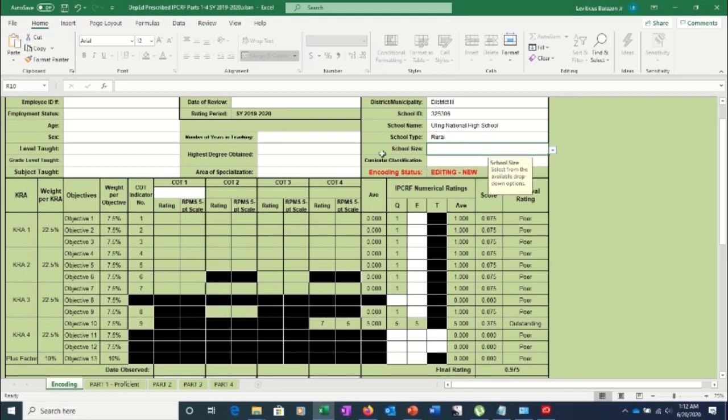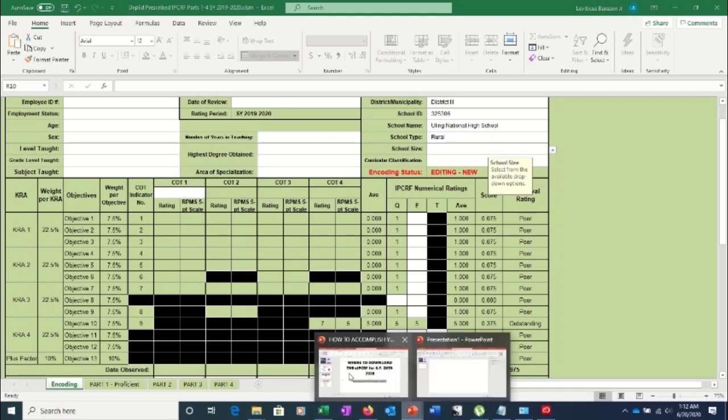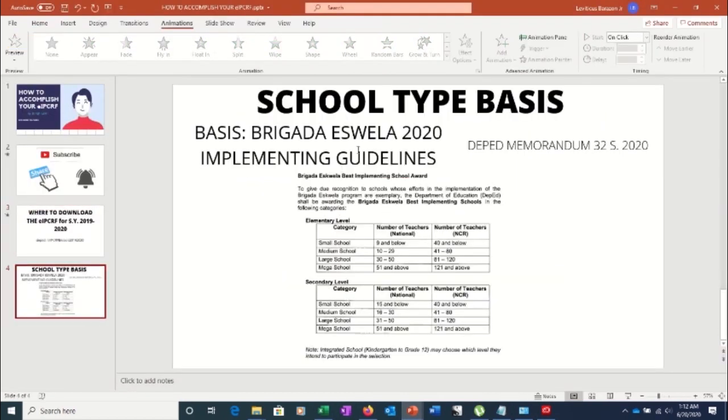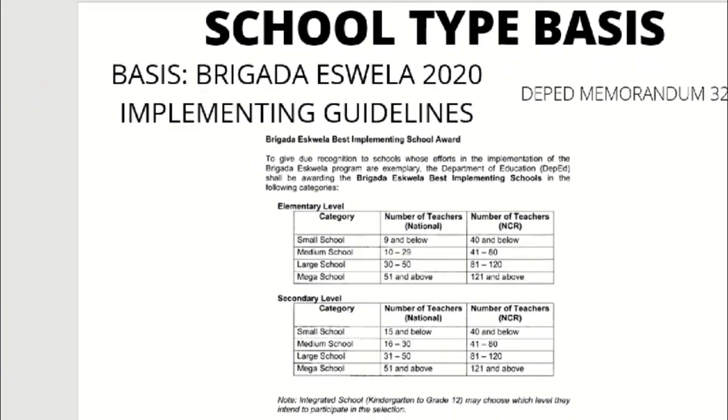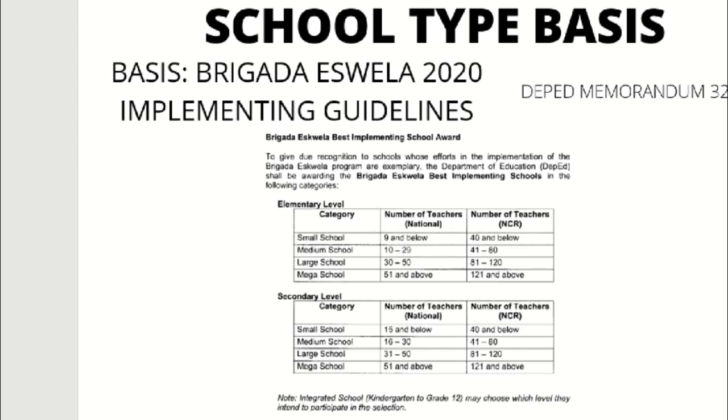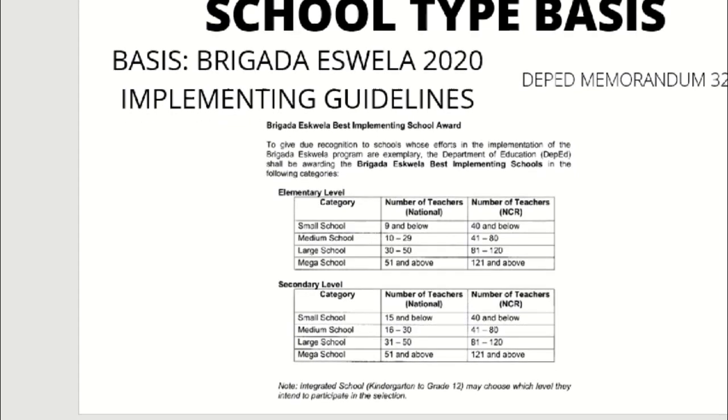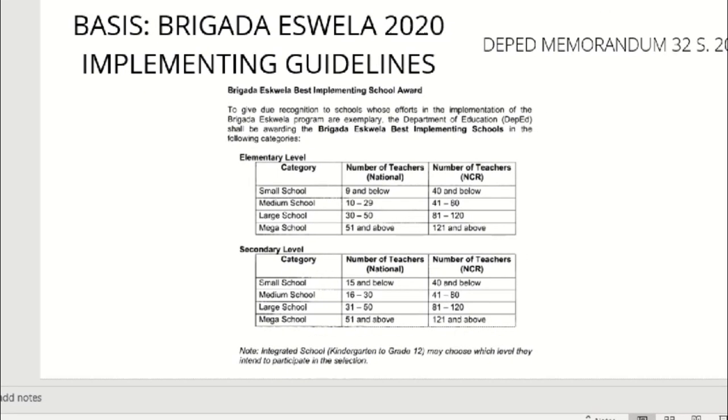Our basis for this is the latest issuance on school type. You try to refer to DepEd Memorandum 32 series of 2020, which is the Brigada Eskwela 2020 implementing guidelines. If we check here, you can see the number of teachers under small school, the medium school, the large school, and mega school under elementary and secondary level. In our case, we are in the secondary level and we have around 27 teachers. So I can say it's a medium school. So this is our basis. Again, you can check on DepEd Memorandum 32 series of 2020.